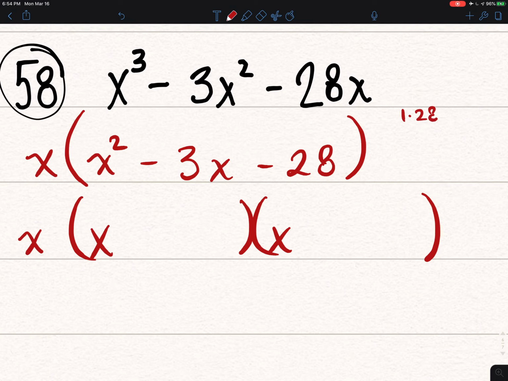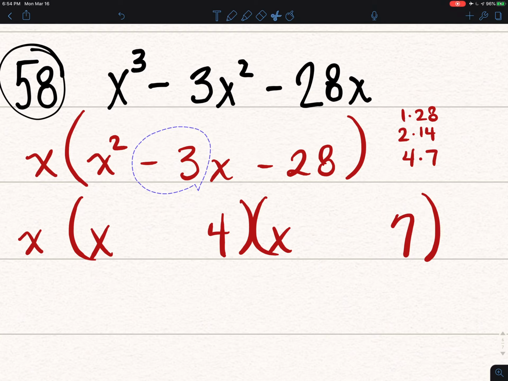You have a 1 times a 28, a 2 times a 14. 3 does not go in. 4 goes in, 4 times 7. And that's the last pair. 5 doesn't go in, 6 doesn't go in. It appears that the 4 and the 7 could add or subtract to give us that 3. So let's find out. If I have a 4 and a 7, what signs would I need on the 4 and the 7 to make a negative 3? Well, I would need a positive on my 4 and I would need a negative on my 7.